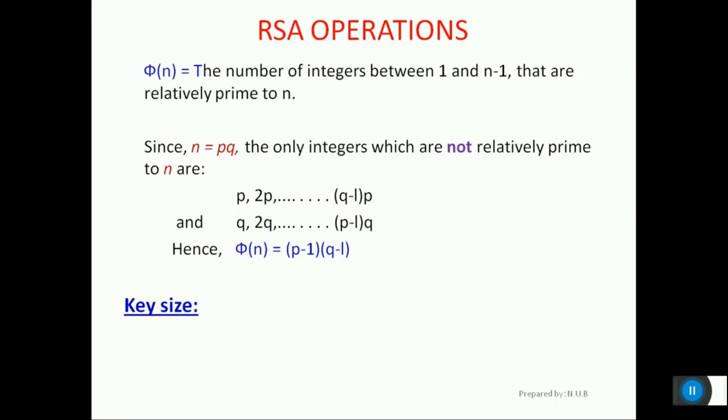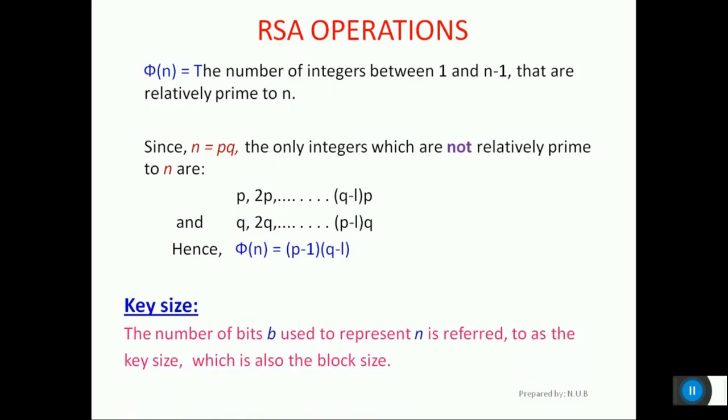The next important thing in the RSA algorithm is the key size, which is also called the block size. The number of bits used to represent n is called the key size, and it's also called the block size and can be calculated in this way: b is equal to log to the base 2 of n.